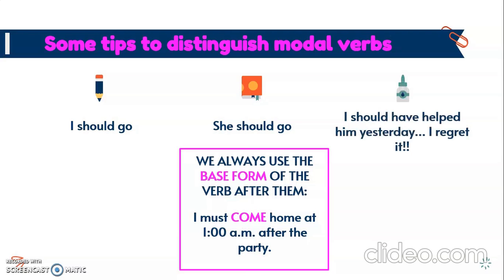And we also have to take into account that we don't have tenses with modal verbs. We have here, I should have helped him yesterday. I regret it. Can you see? We do not change the modal verb. What changes is the verbs that go after them. So we have to take into account that unlike all the other verbs, modal verbs have no tenses and are conjugated in the same way for all the subjects. We have 2 exceptions with have to and ought to, but we're going to talk about that later.